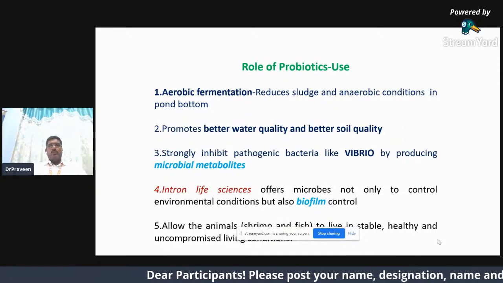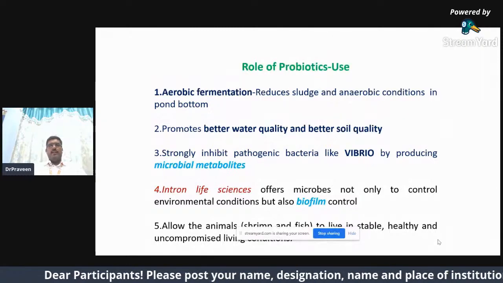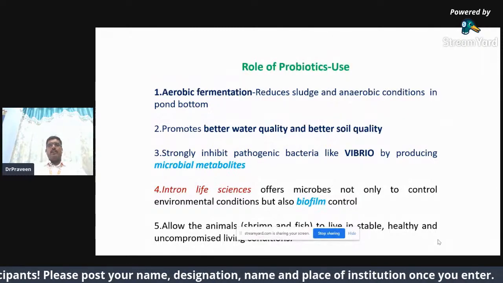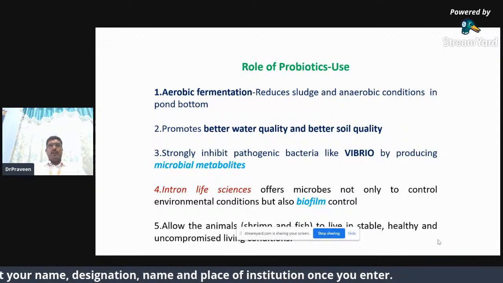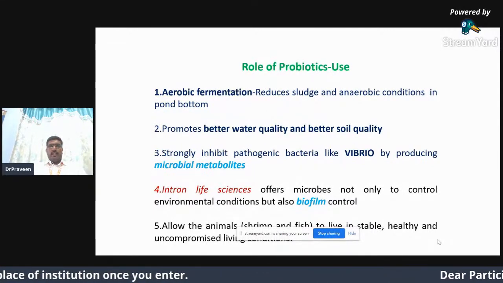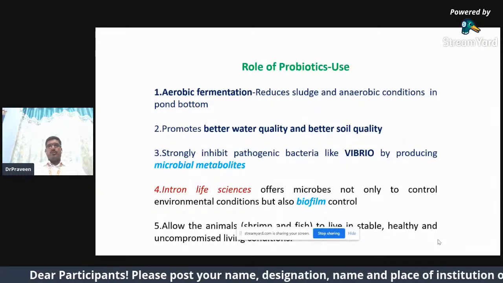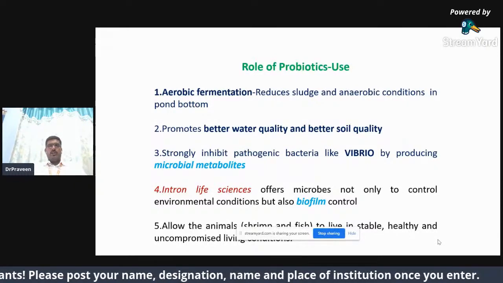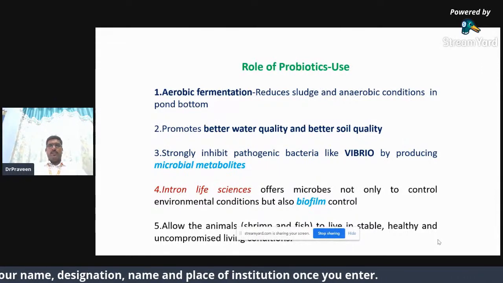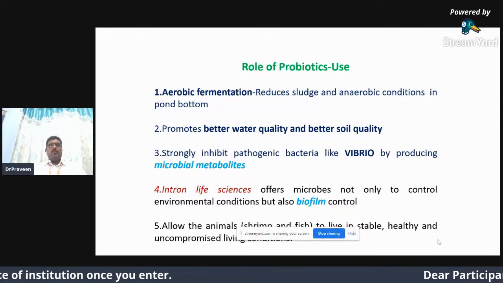These probiotics promote better water quality. Indirectly, they promote better water quality and better soil quality, as we discussed. Why? How? Because they absorb excess nitrogen in the water. They absorb the excess toxic gases which are developed in the water. These toxic gases lead to anaerobic conditions, as we know. These toxic gases, which are present in the water, will be absorbed into the animal also.